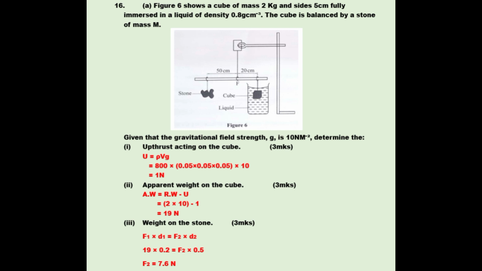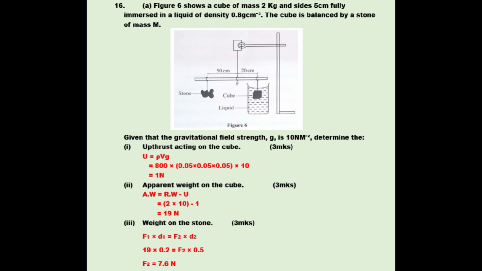Then we are told to find the weight of the stone. So we have the apparent weight on the right hand side, weight of the stone on the left hand side. We use the principle of moments: force 1 d1 equals force 2 d2. Force 1 is the apparent weight, so 19 times 20 centimeters, but in meters you can work with 0.2 meters, equals force 2, which is the weight of the stone, times 50 centimeters. Then you get force 2 is 7.6 Newton. Mostly you can work with SI units to be on the safer side.